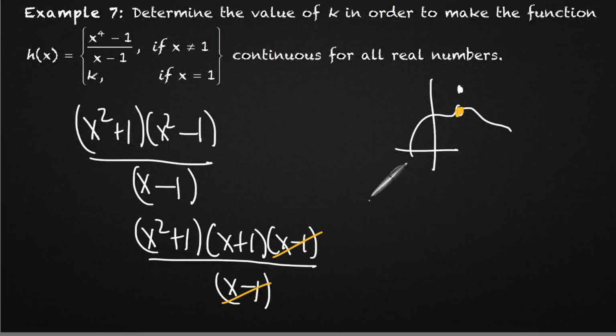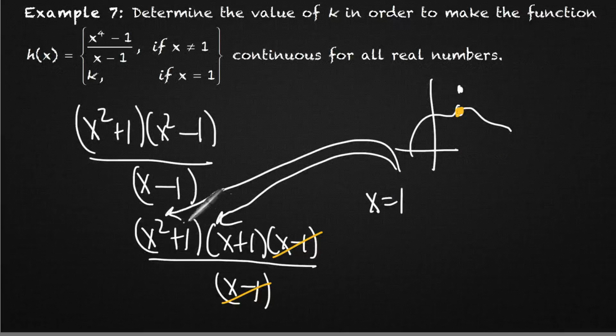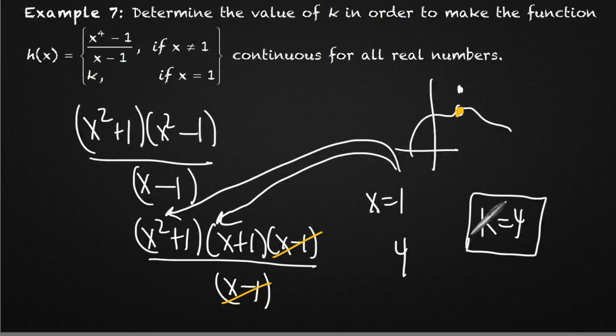Well, if we have x equals 1, we're going to plug that into our function that we get after the factors have canceled. So 1 plus 1 is 2, times 2 is 4. Therefore, k equals 4. And if k equals 4, this hole will be patched up, and it will be a nice continuous function for all real numbers.